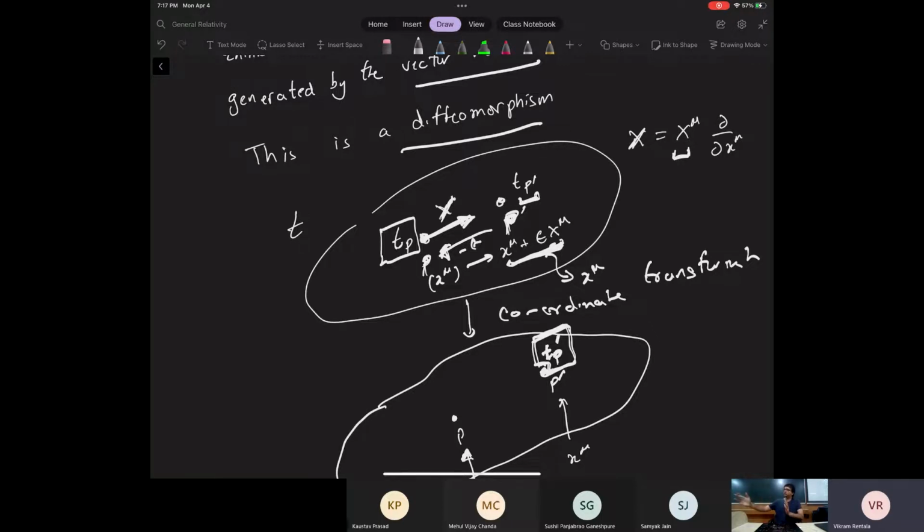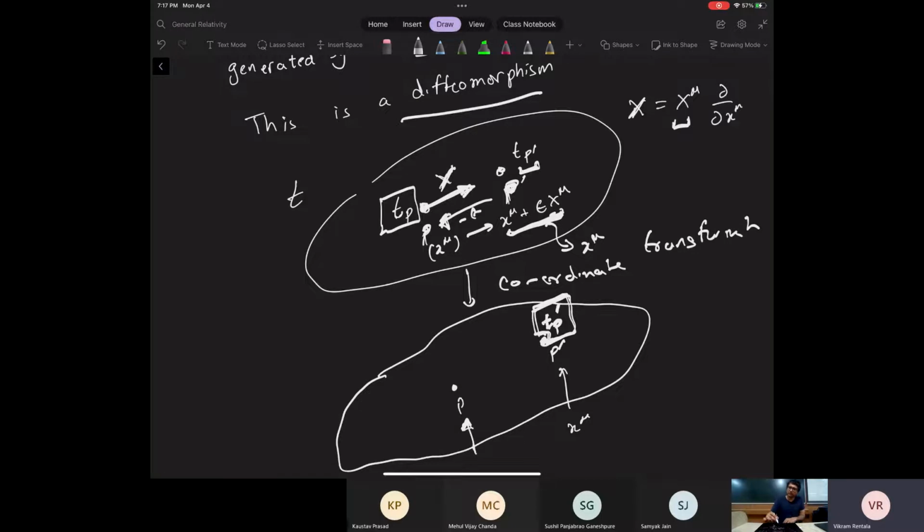If you think about it as a flow, it's an active diffeomorphism. If you think about it as a coordinate transformation, it's a passive diffeomorphism. So what we can do is evaluate this. If we think about it in terms of a flow, what we're really doing is taking TP prime here and asking what would happen as it flows back to this point, and then comparing it with TP. This is called the pullback of TP prime.